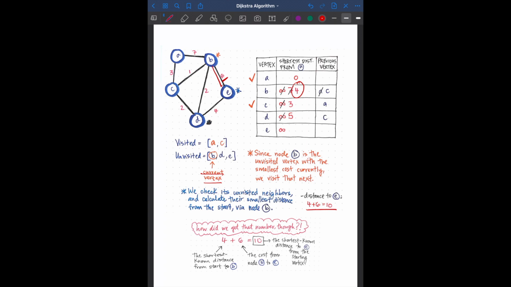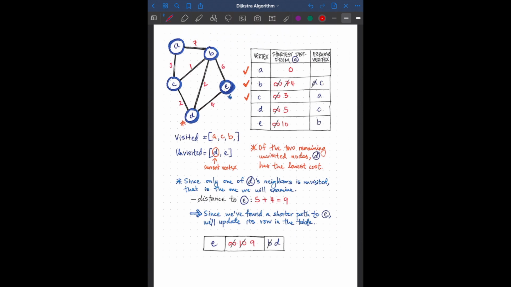How did we get these numbers? The shortest known distance from start to B is 4, and the cost from node B to E is 6. So 10 is the shortest known distance to E from the starting vertex. So we will update the value as 10 here, and we will write the previous vertex as B, and we will mark B as a visited vertex. We will repeat the same process until we reach all the vertices.